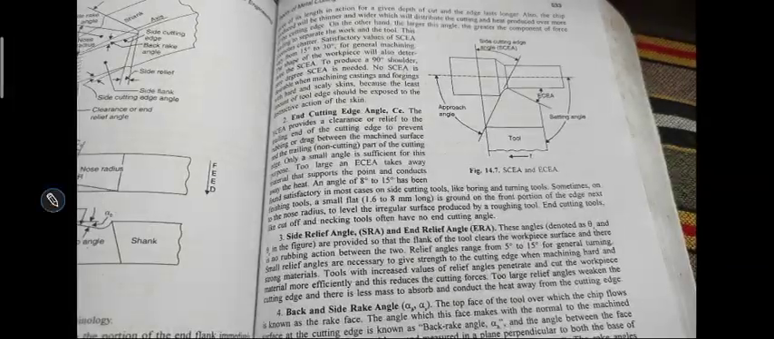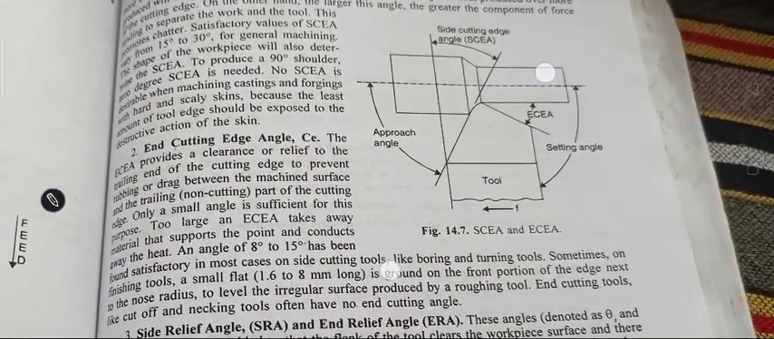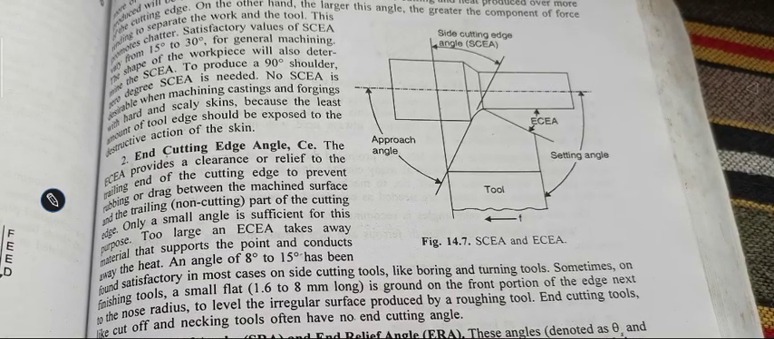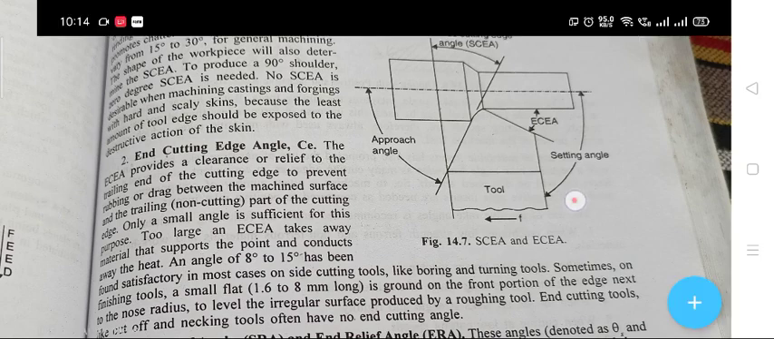This is a diagram of SCEA, or ECEA. There is a position of this setting angle. This one is the tool, this one is the approach angle, and this one is the SCEA, that is side cutting edge angle.